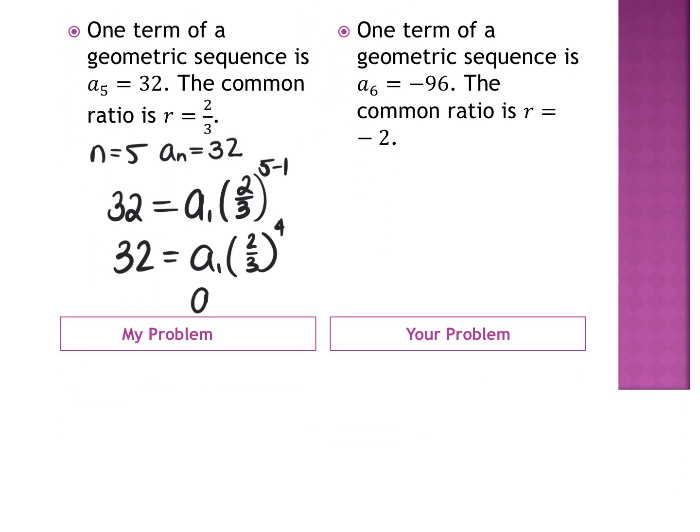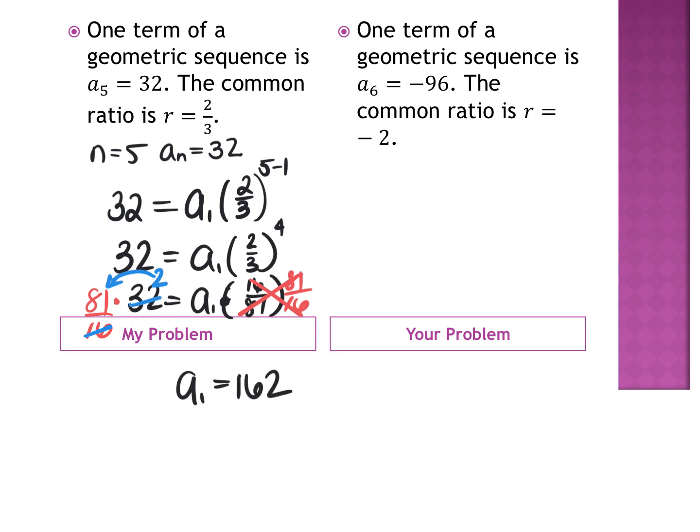And now I can just solve the equation. a1 times 2 to the 4th is 16, and 3 to the 4th is 81. To divide by a fraction, we're going to multiply by the reciprocal, 81 over 16. That cancels, so a1, 16 goes into 32 twice. 2 times 81 is 162. So I can solve for a1, and then I can write my formula, or my rule, my equation: an equals 162 times 2/3 to the n minus 1 power.